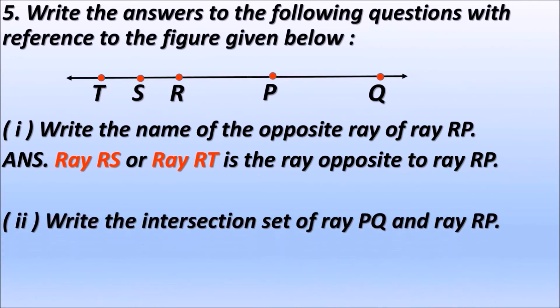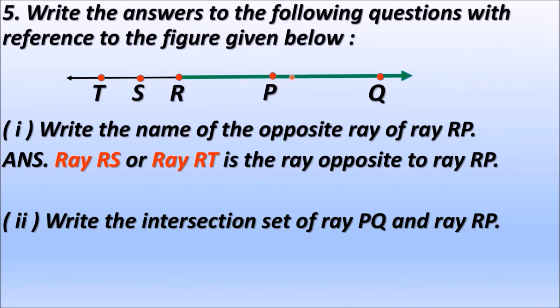Now we have the next question. Write the intersection set of ray PQ and ray RP. Look at this figure. It is ray PQ and here we have ray RP. We have to find the intersection of both the rays. Intersection means the common part of both the rays.